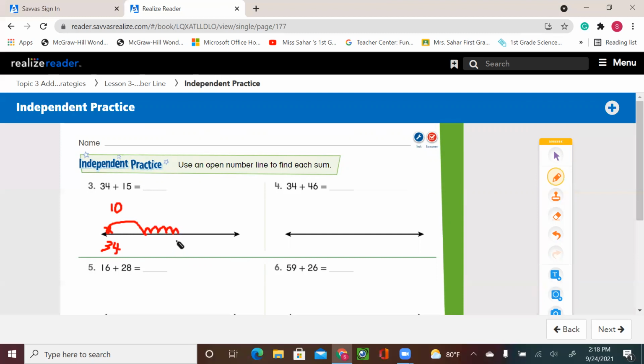So where did I land? On 40, because I added 1 ten. So now this is 40 here. And then I'm counting 5 counts, or 5 small jumps, and landed on 49. So 34 plus 15 is 49. Okay.